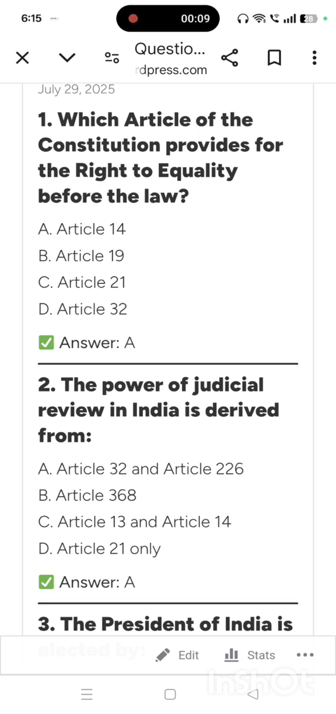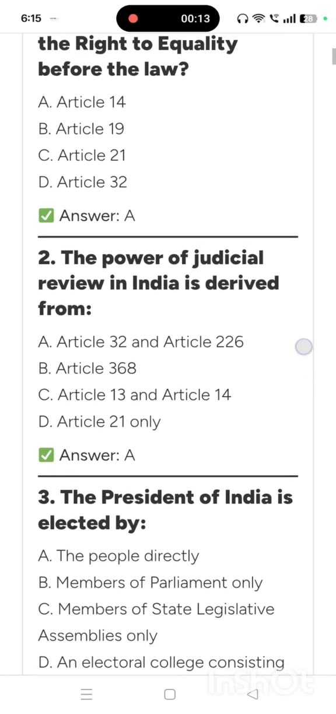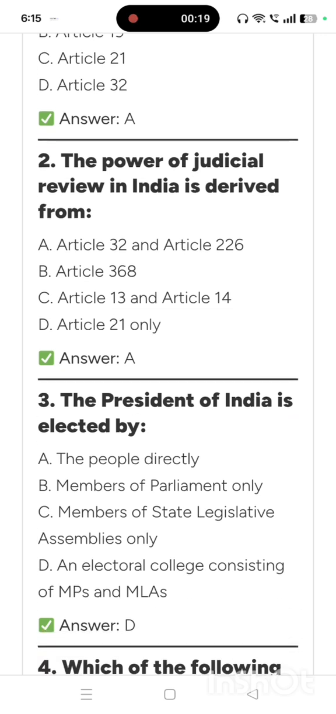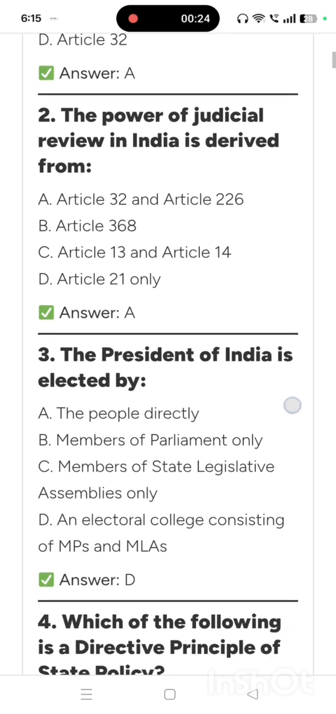Which article of the Constitution provides for the right to equality before the law? Article 14. The power of judicial review in India is derived from Article 32 and Article 226, through which it is possible to enforce the fundamental rights.